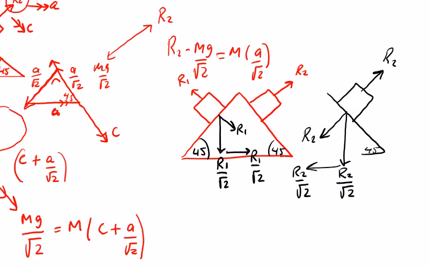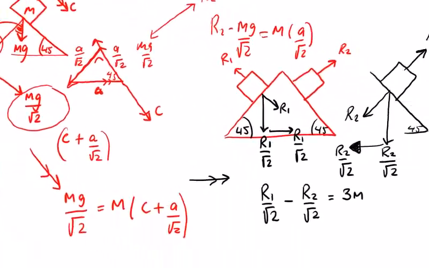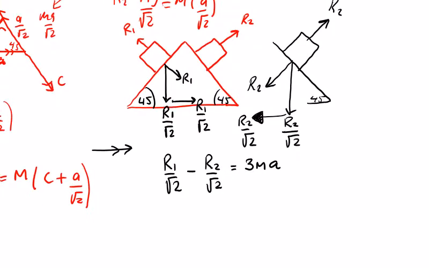So my equation: the wedge is going in this direction, so that's R1 over root 2, opposing it is R2 over root 2. That's equal to MA, which is 3M times A. So we can solve now. We can find the acceleration by subbing in R1 and R2. But I'm going to multiply by root 2 first to get R1 minus R2 is equal to 3 root 2 MA.